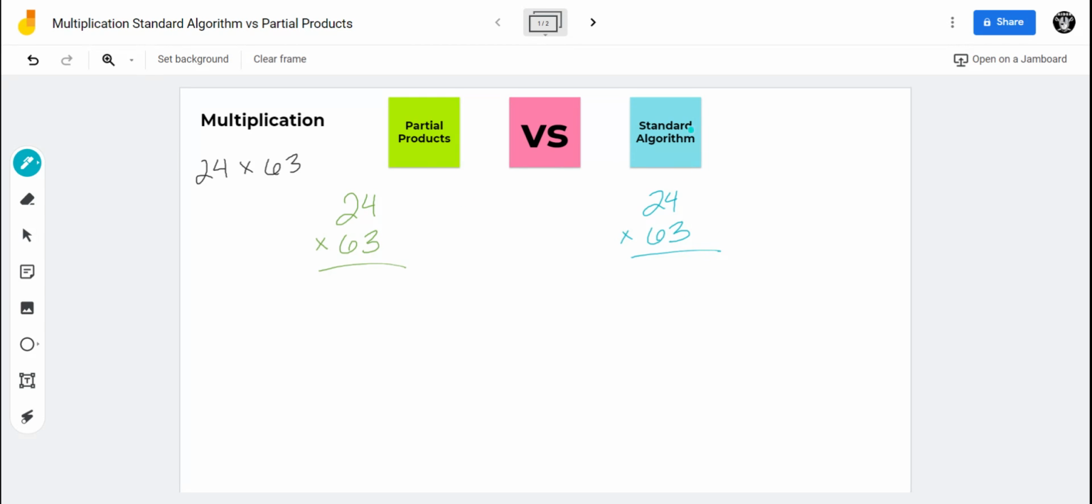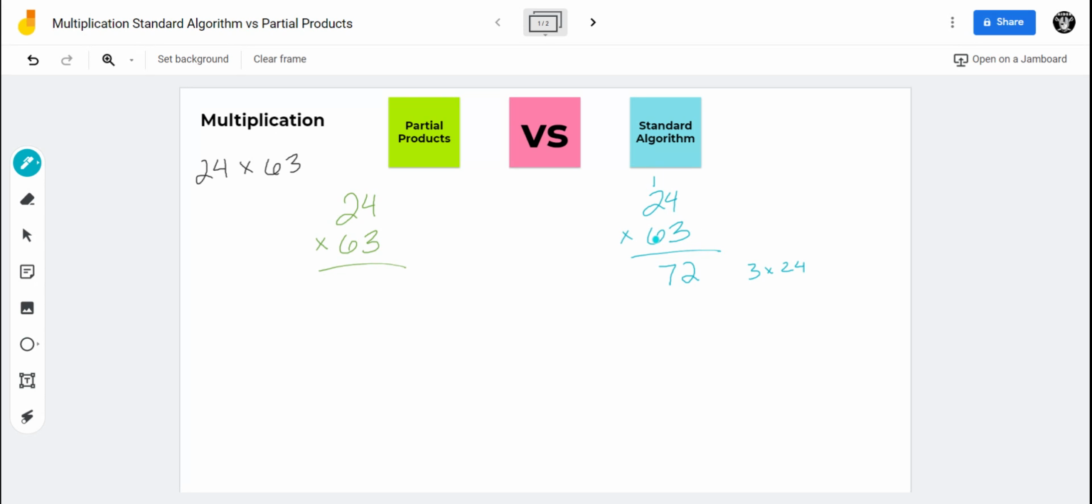So standard algorithm over here, we'll start with that. It is faster. However, partial products may be easier to understand. So let's do it both ways and see how they relate. All right, so standard algorithm, you're going to start out here in the ones column with the 3, and you're going to say, okay, 3 times 4 is 12, and you're going to put the 2 here, and you're going to carry the 1. Now you're going to say 3 times 2 is 6, add 1, and you get 7, right? And so you get 72. So 3 times 24 is really what that is right there, and that gives you 72.